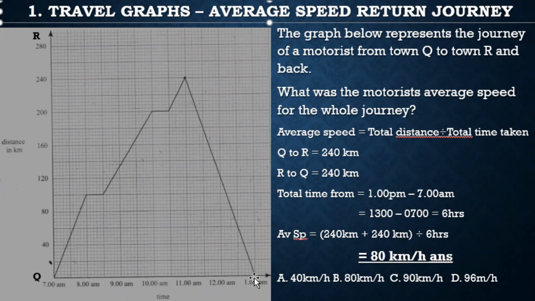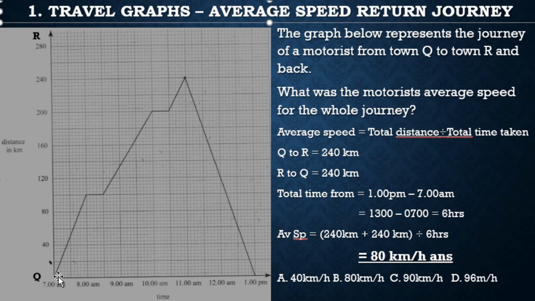Most candidates forget that. Please remember, if it's a return journey, you get the distance that you see on the top here, and then you add the same distance which represents the distance when he was traveling back. So the total distance is 480 kilometers. Then you divide by the total time.